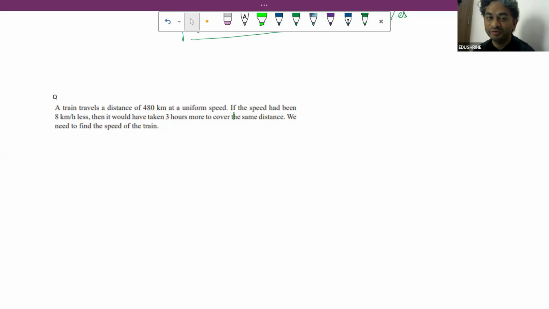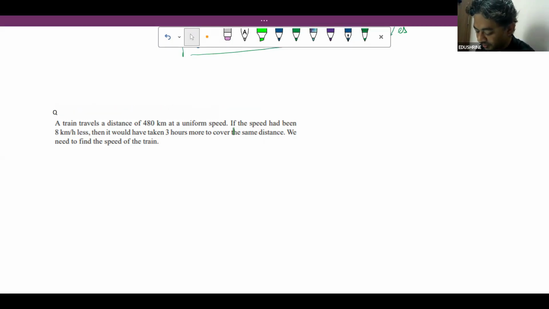We need to find the speed of the train, so you have to find out the speed of the train. A little bit of physics, a little bit of maths, a mix of both. So try and tell me. Everyone try and tell me this. Will this form a quadratic equation or not? If it forms a quadratic equation, then what can be the quadratic equation?